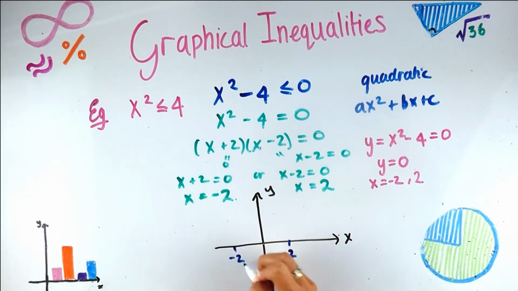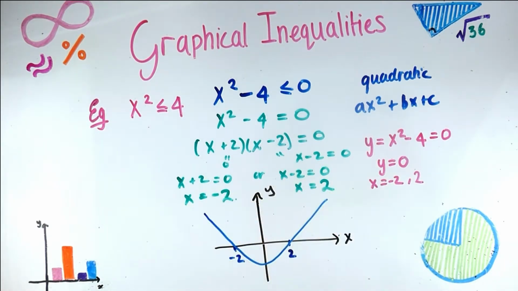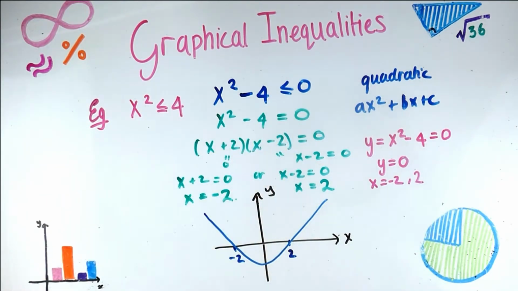So 2 and minus 2. And I know it will look something like this because it's quadratic and it's a happy face. Okay, perfect. This is why it's extremely helpful. So now we want to know when the values are, so this is when we go back to the inequality. This is the only time we actually consider the inequality now.